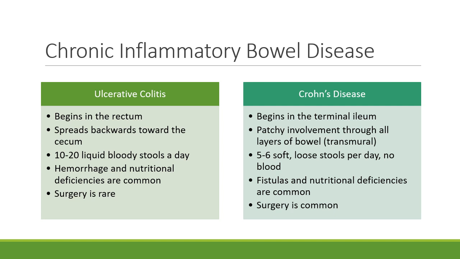With Crohn's disease, it begins in the terminal ileum, and then the patchy involvement can occur throughout all layers of the bowel. We call that transmural. So it's not just the mucous membranes, it's throughout all of the layers. And they can have typically 5 to 6 soft, loose stools per day, no blood typically in the stool. And they typically will have fistulas. So fistulas are more common with them, as well as nutritional deficiencies. And surgery is fairly common with Crohn's disease.